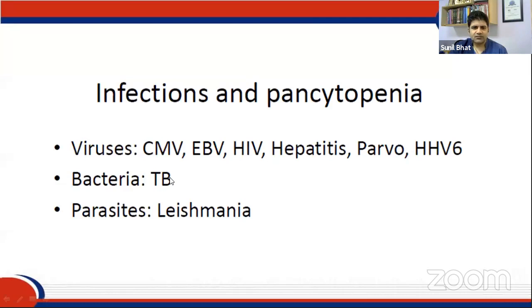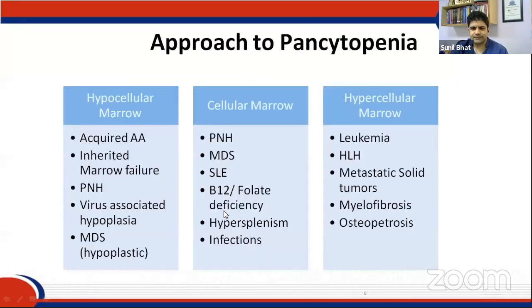From a pediatric point of view, infections are a very, very important etiology for pancytopenia, and a lot of viruses, the most common being CMV, EBV, HIV, and also the hepatitis viruses, sometimes tuberculosis and malaria, leishmaniasis, typhoid. These all can lead to pancytopenia as a manifestation, an important differential in a patient with pancytopenia.